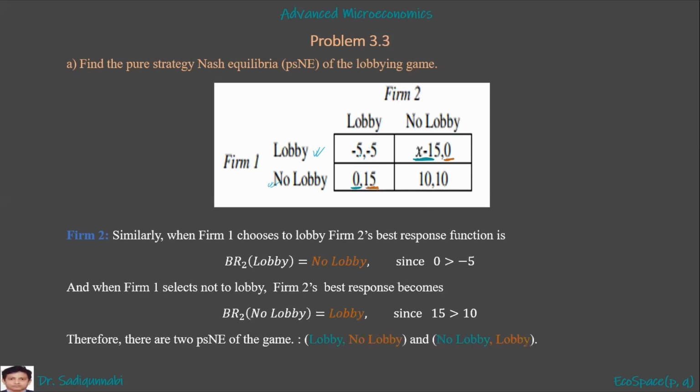Therefore, with respect to farm 1, there are two PSNE: lobby, no lobby, this one, and no lobby, lobby, this one. In terms of farm 1.